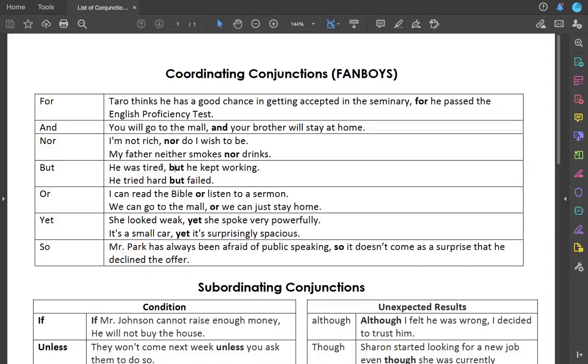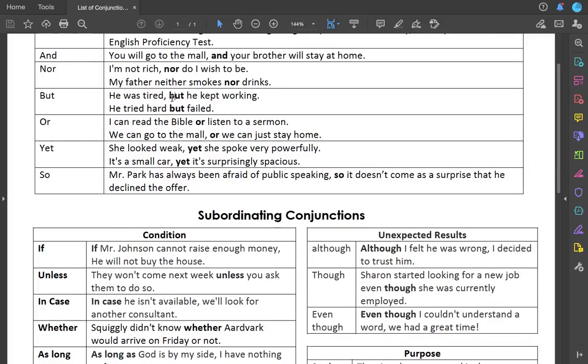Before but, we use a comma. Did you notice that we use a comma here, but we don't use a comma right here? Why is that? You can notice the difference. "But he kept working," all right? But in this one, what follows but is just "failed," which is a verb. So if but is followed by a subject and a verb, which we call a clause, then we need to use a comma. Otherwise, you just don't need to use a comma.